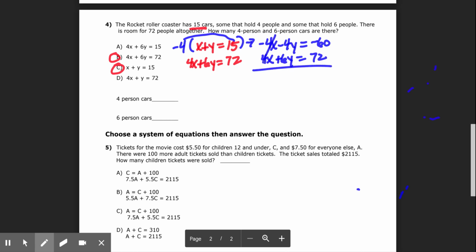The x's cancel. Negative 4y plus 6y is 2y. And negative 60 plus 72 is 12. Divide both sides by 2. And y equals 6. So y is your 6-person car, so there are 6 of the 6-person cars. Now, remember there are a total of 15 cars. So basically you would just take 15 minus 6, which gives you 9. So that's how many 4-person cars there would be.